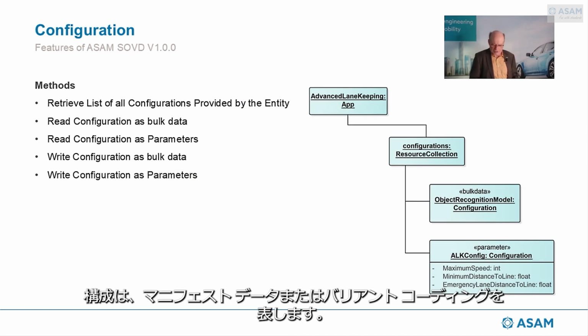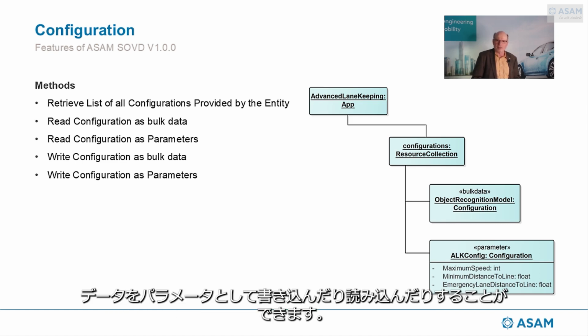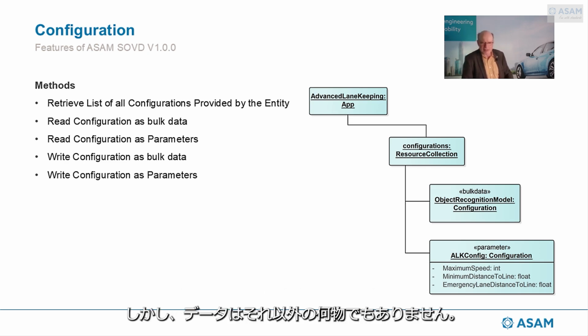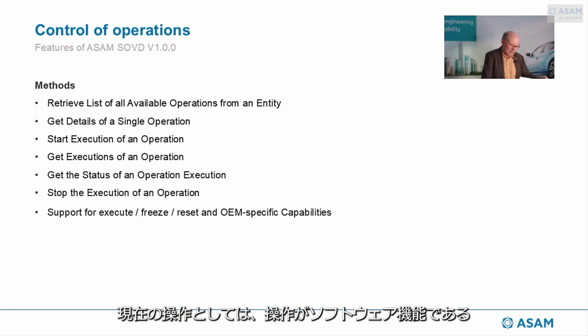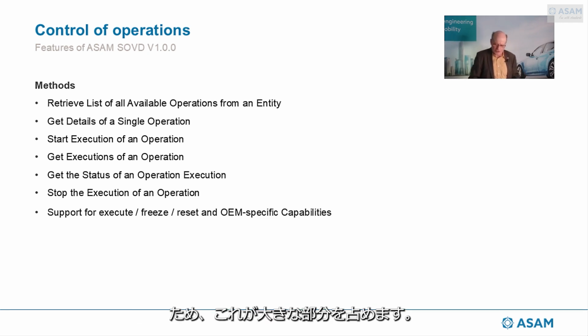Configuration. Configuration stands for manifest data or variant coding, and we separate here 2 possibilities. We can write and read the data as parameter, or we can write and read the parameter as bulk data. Bulk data is nothing else than a byte stream. Now operations, that's a bigger part, because the operations can be software functions or I/O functions. And the operations you can execute synchronously and asynchronously.